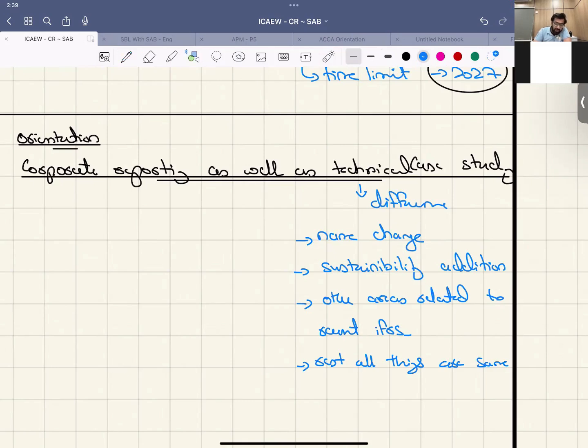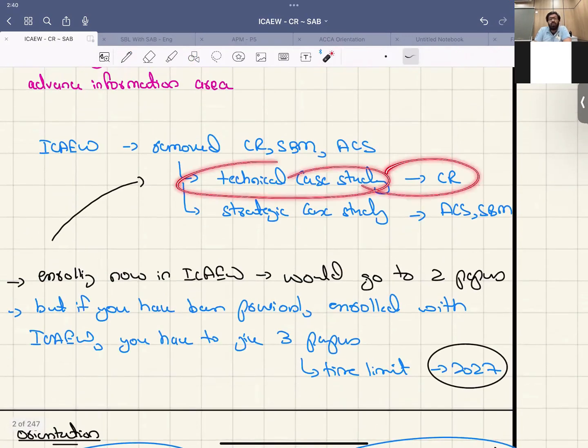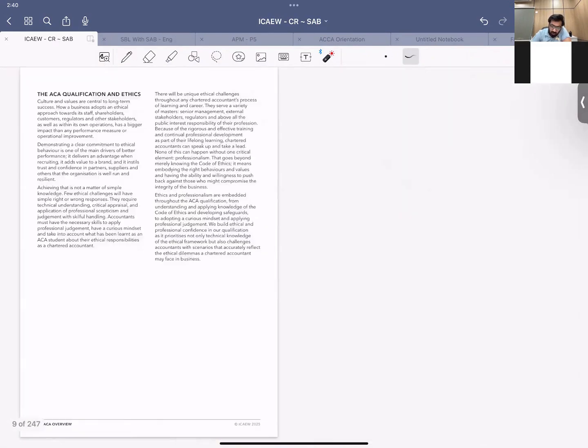So we'll be technically focusing on corporate reporting as well as technical case study, right? Because both of these papers are the same, in fact, replica of each other. In fact, I would just highlight one important factor.